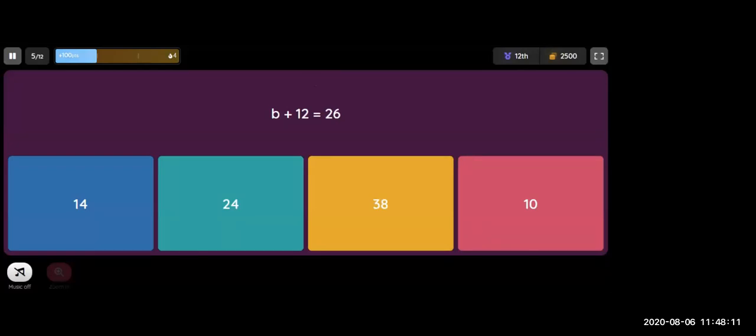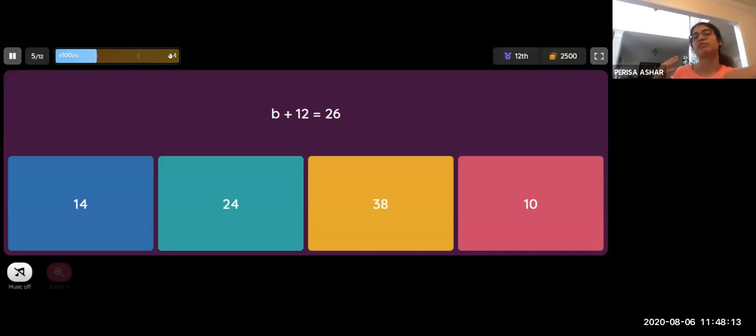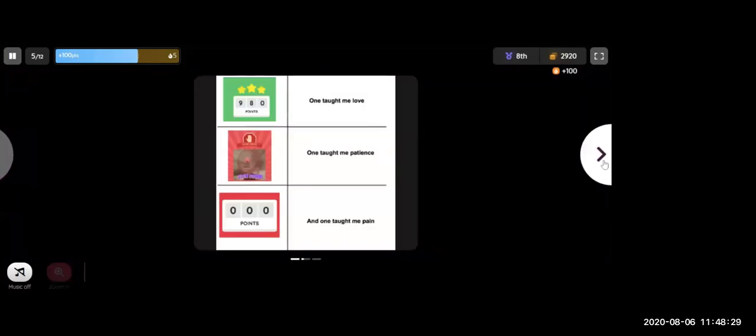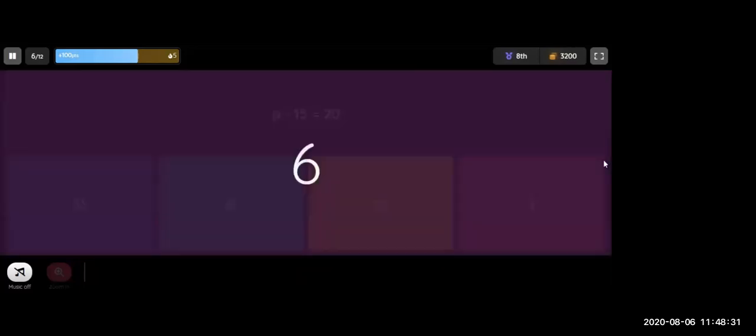You already know 14 plus 12 equals 26, but to be more formal with our lesson, just subtract 12 on both sides of the equation so that we only get variable b on the left side and the constant numbers on the right. So 26 minus 12 is 14, which is b. Good job. And now for the next one.